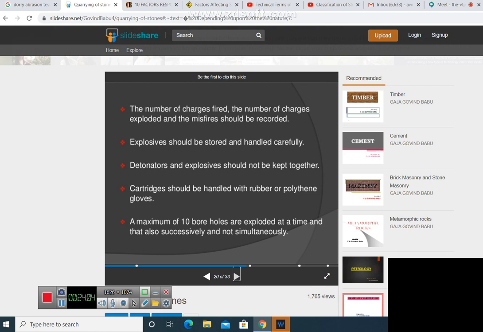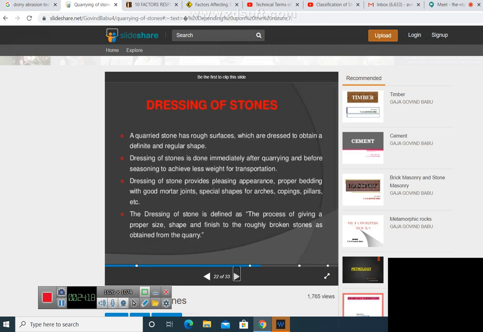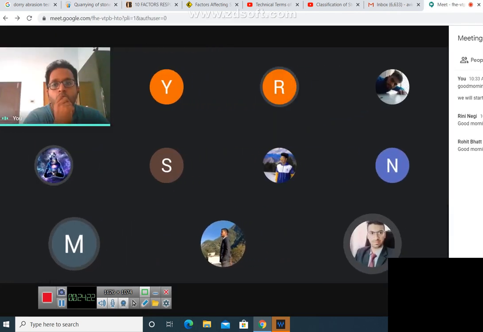Then the explosives should be stored and handled very carefully. Detonators and explosives should not be kept together. Cartridges should be handled with rubber or polythene gloves. So these are the different precautions to be taken. So that is about the quarrying of stones.